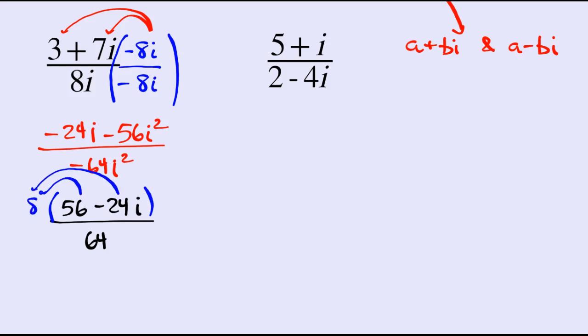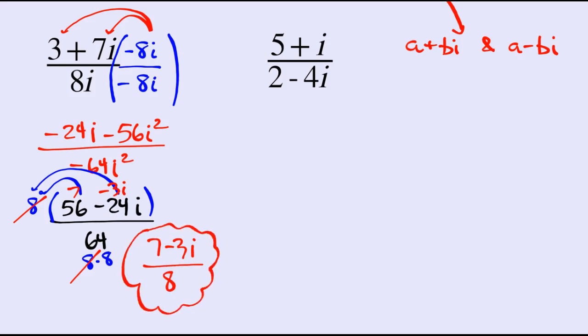So undistribute an 8 and factor out an 8 in the bottom, and you can reduce a factor of 8 in the numerator and denominator. If I take an 8 out, I have left a 7 there and a negative 3i there. So that final answer would be 7 minus 3i all over 8. Who votes that that's slick? 1, 2, 3, 4, 5. 5. That's it. 5.